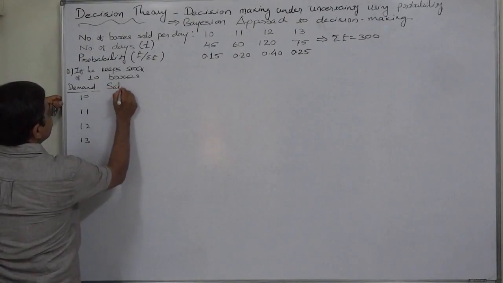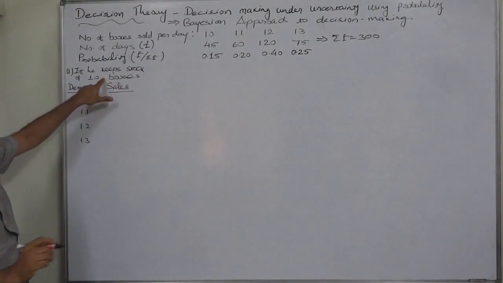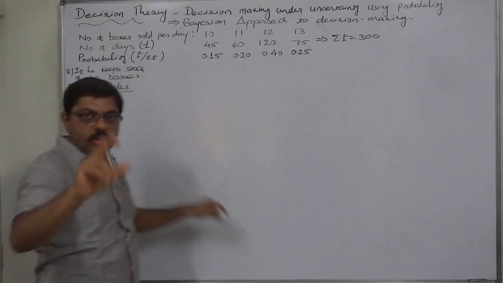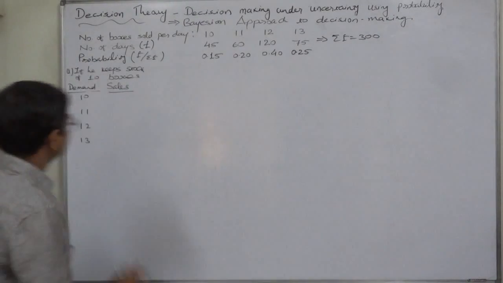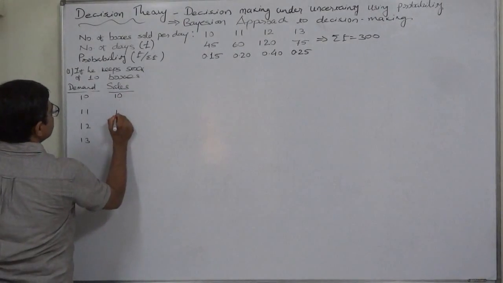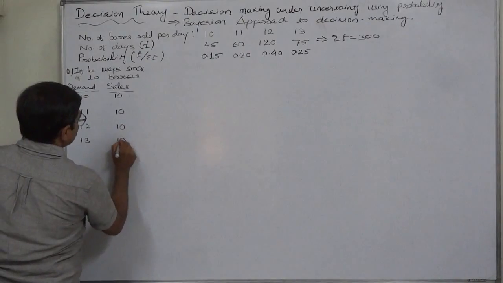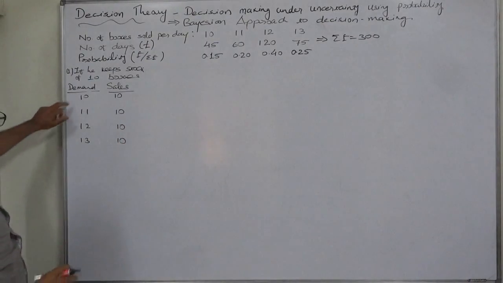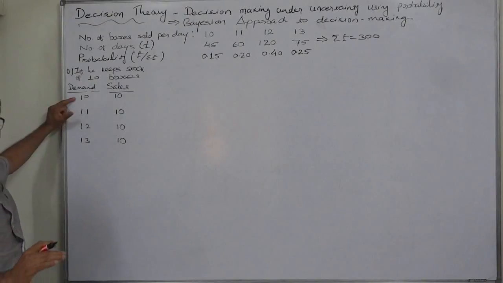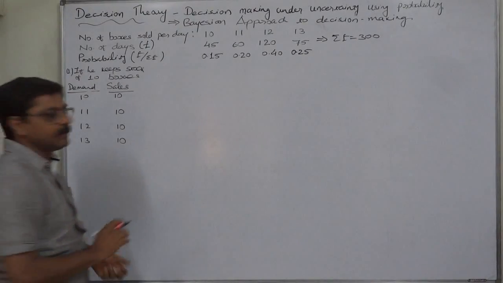But sales can never exceed the stock. Stock or demand, whichever is lower, will be the sales. So sales will always be 10. But what if he keeps stock of 10? He will have 10 boxes, all the 10 can be sold.